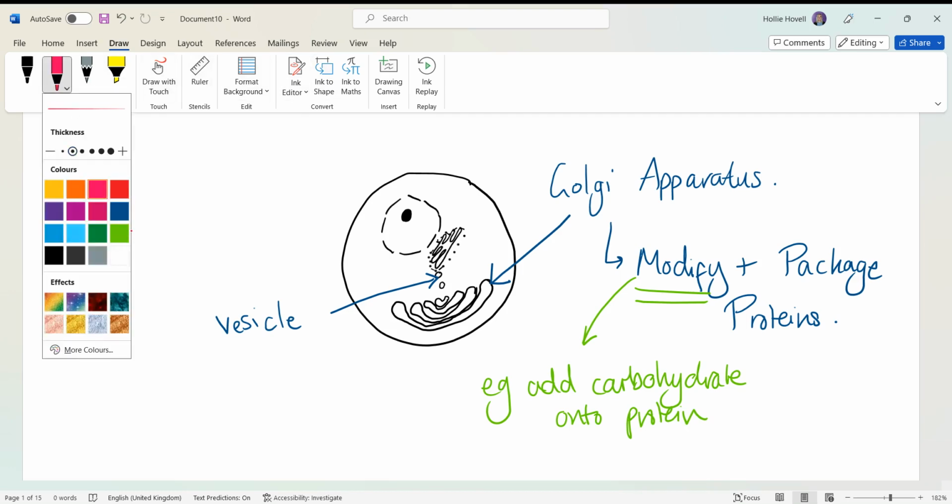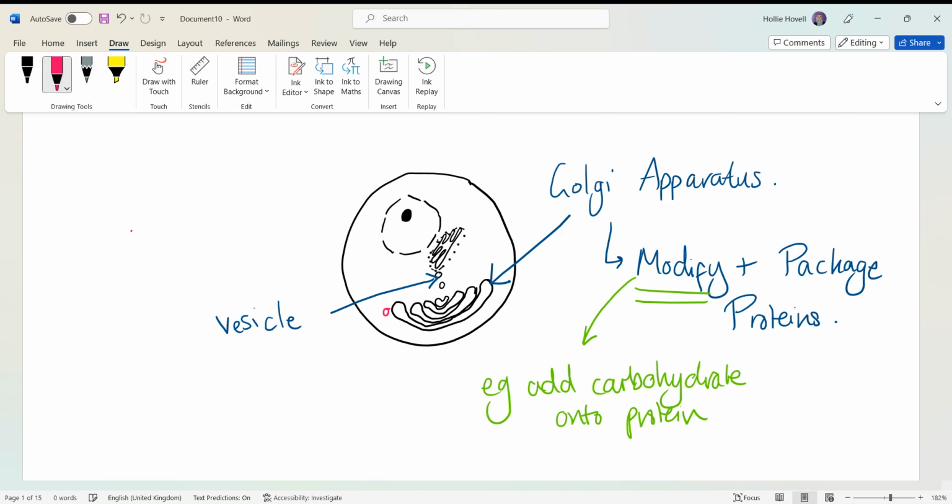Okay. And when it says package, what it means by that is just the same as when it came from the rough ER. Once it's gone through and been processed, it again gets put into another vesicle that can then transport the protein once it's been finished to wherever it needs to go. So this is another vesicle. Okay, so packaging, it just means put it into a vesicle so that it can be taken wherever it's needed.